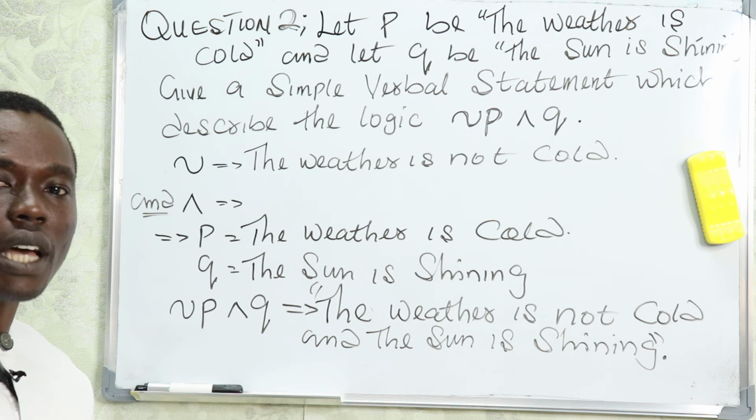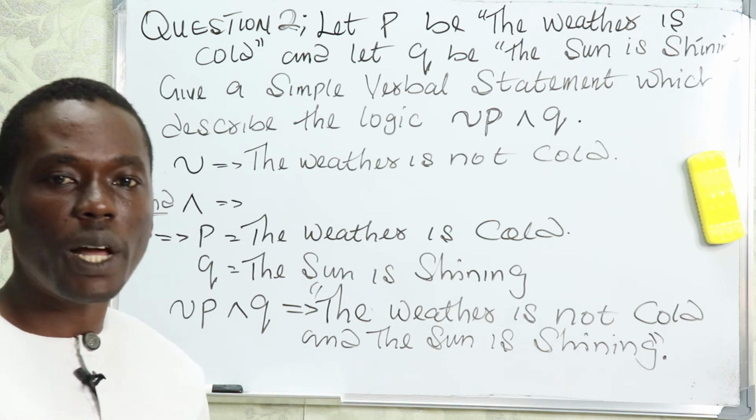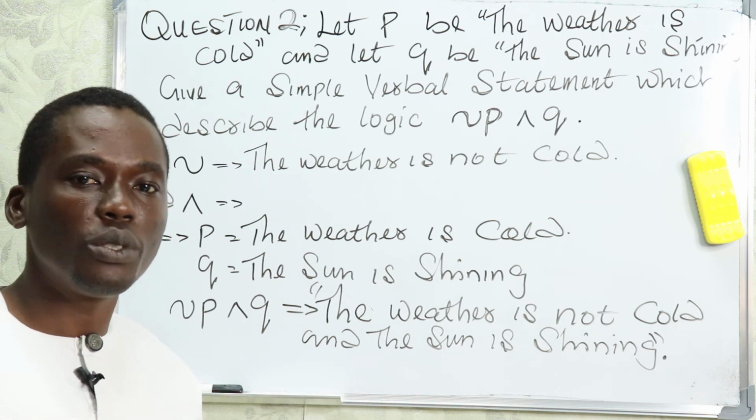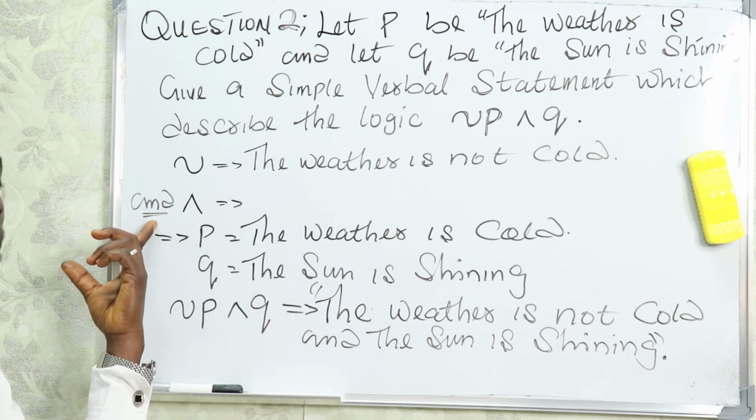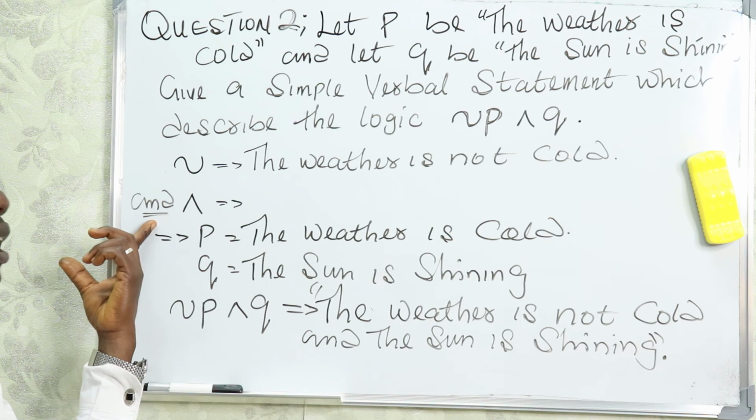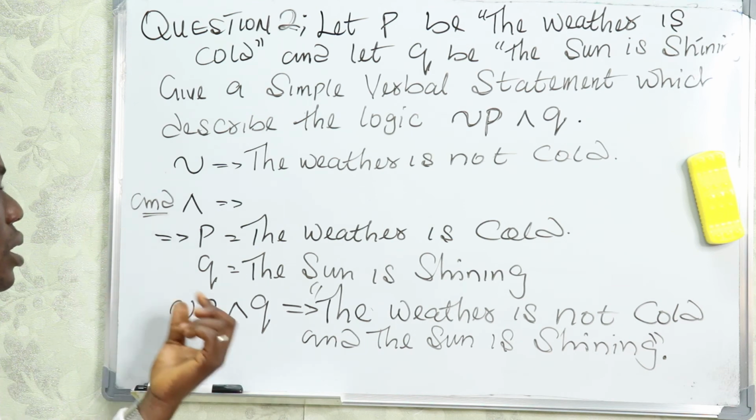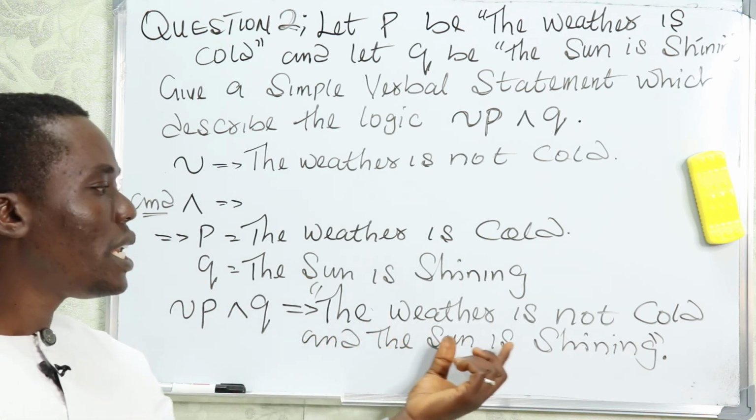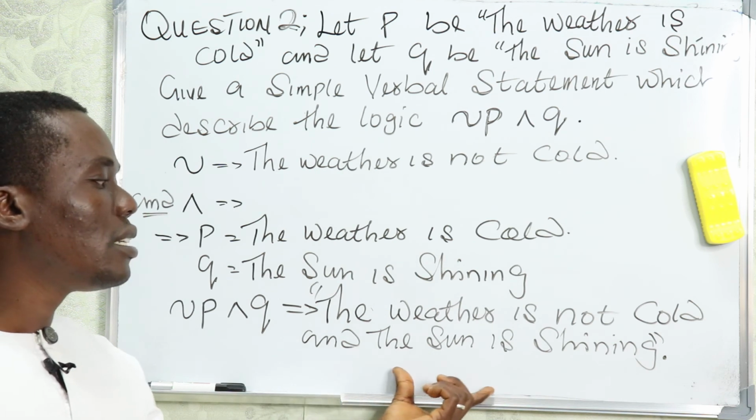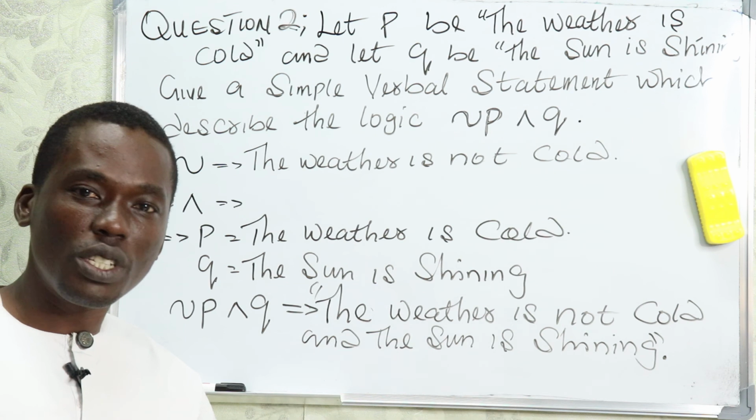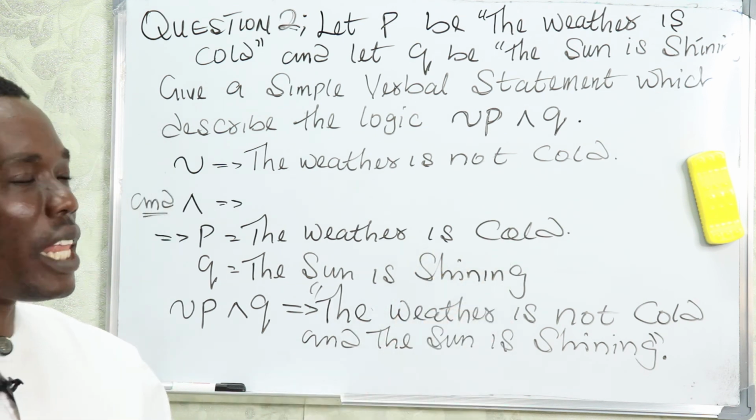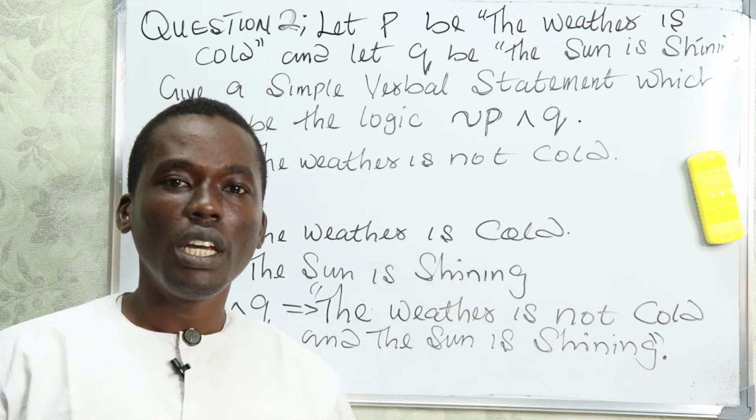So you see that when you are giving such a statement, each logical statement in mathematics has the conjunction value that combines statements together. So for conjunction, the word is and. So the statement will be the weather is not cold and the sun is shining.